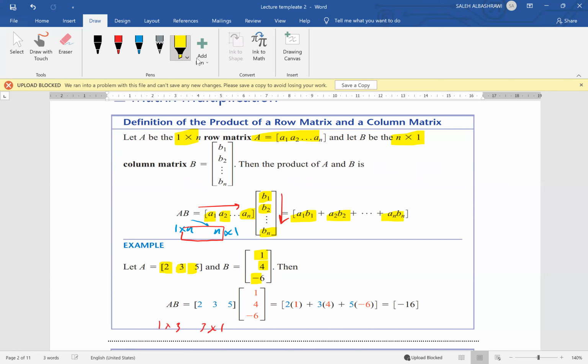And we can see the number of columns of A equals the number of rows of B. The output for this product will be of size 1 by 1. So the product: 2 times 1, then 3 times 4, and 5 times minus 6, and we add them together. And we will have minus 16, which is of size 1 row and 1 column.